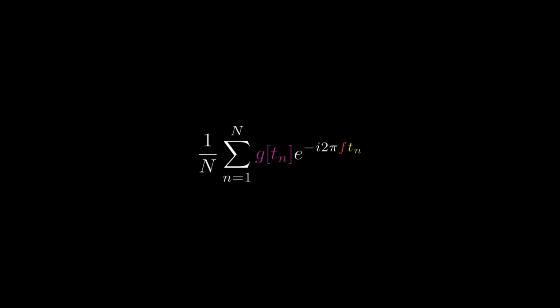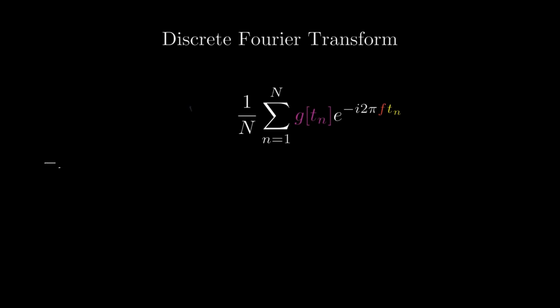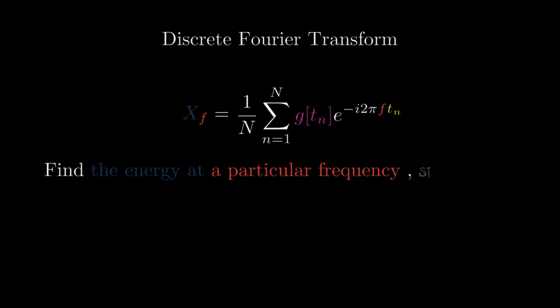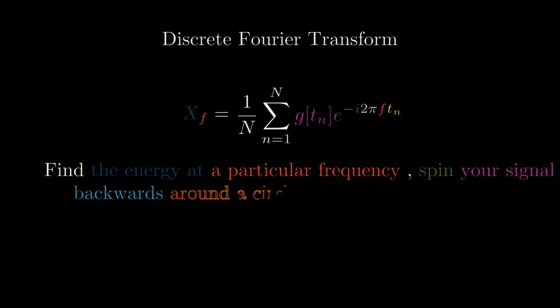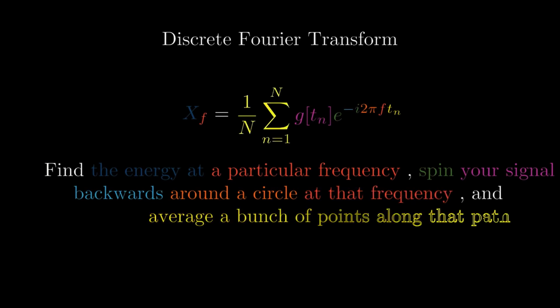There is a nice way to summarize all the components of the formula in one sentence. We are interested in the energy at a particular frequency that can be calculated by spinning our signal backwards around a circle at that frequency and averaging a bunch of points along that path. The important thing here to note is that the output of the Fourier transform is a complex number. However, we are usually bad at giving a complex number any physical significance. For interpretation, this representation is not particularly useful.